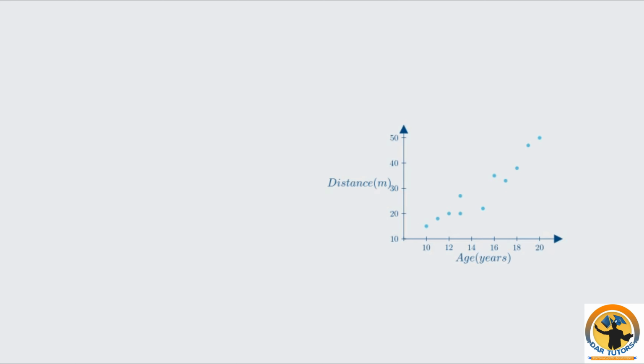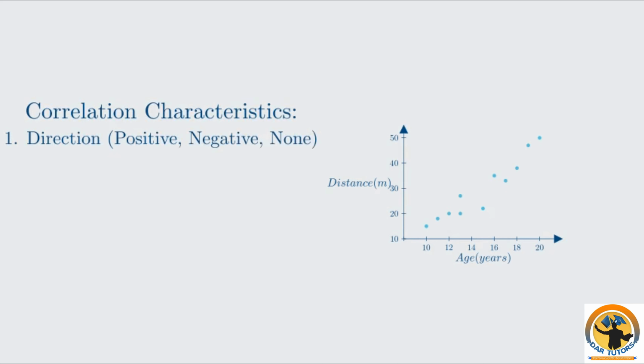We consider several characteristics. First, the direction. If the points generally go up from left to right, we have a positive correlation. If they go down, it's a negative correlation. If there's no clear trend, there's no correlation. In our discus example, as age increases, the distance thrown also tends to increase. This is a positive correlation.